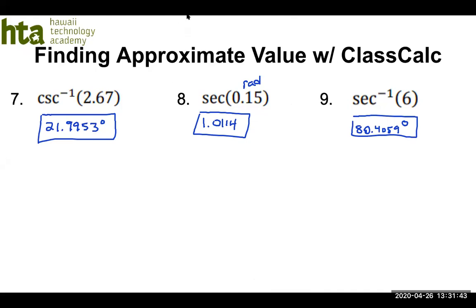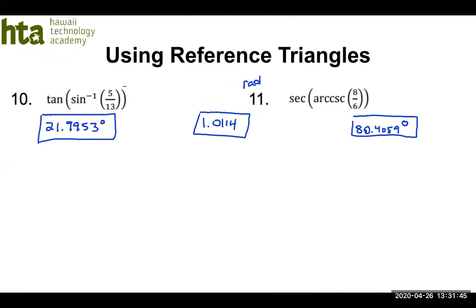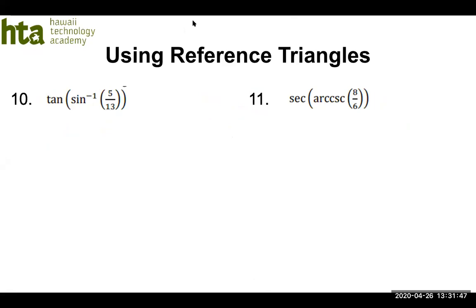All right, moving on. This is the last part of our lesson. We're going to use reference triangles to answer these simplification questions. So right off the bat, we're using a reference triangle. So I'm going to draw a reference triangle. Doesn't need to be in a coordinate plane. I'm just going to draw a right triangle. That's all it is. I'm drawing a right triangle, and I'm going to put theta over here.